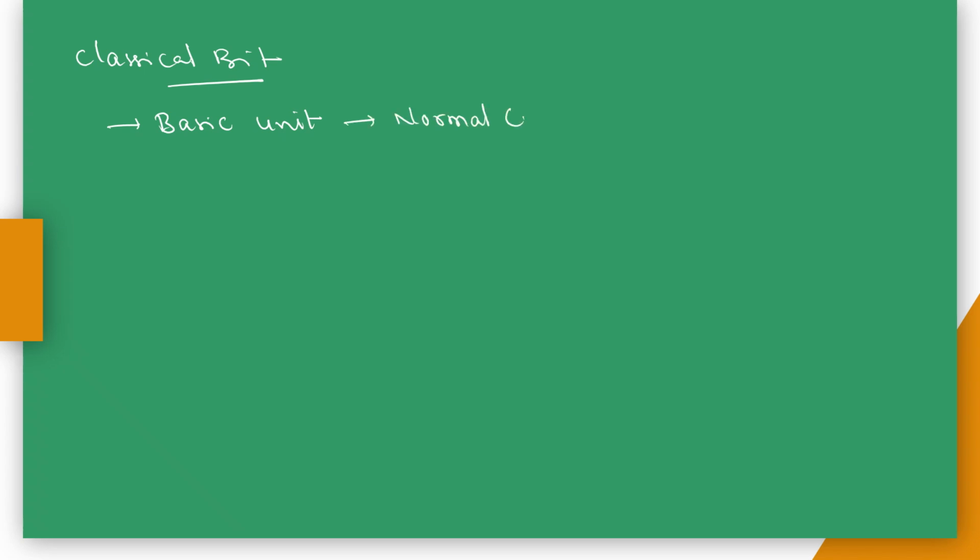We have two different types of bits: 0 or 1. So the information can be stored either in 0 or 1, but not both. This is the basic idea related to the classical bit. So the information may exist in either the 0 state or the 1 state.